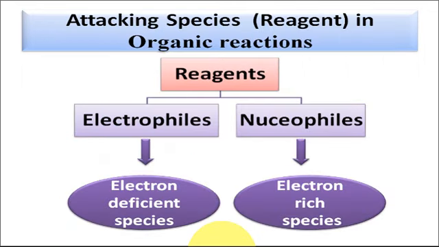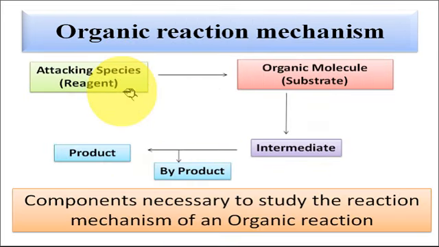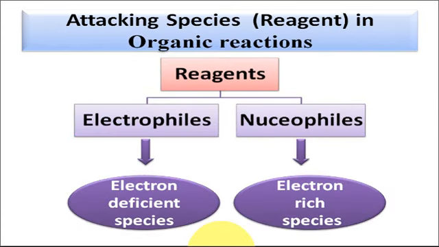So first, let us look at the reagent or the attacking species in organic reactions. Basically, these attacking reagents are the chemicals that we add to bring about a specific change to the organic molecule. These attacking species are used to attack the substrate molecule to bring the specific desired change in the molecule.